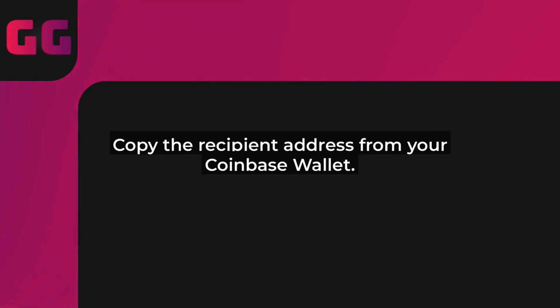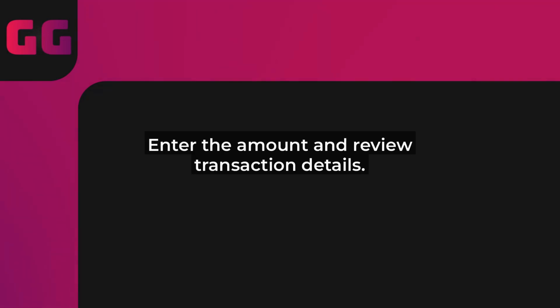Step 2. Once you're on the AVAX page, look for the Send or Withdraw button. This is where the magic happens. You'll need to enter the recipient address, which is the address from your Coinbase wallet. To get that, open your Coinbase wallet app, go to the AVAX asset, and copy the wallet address. Double-check it to avoid any errors. Typos here could mean lost funds.